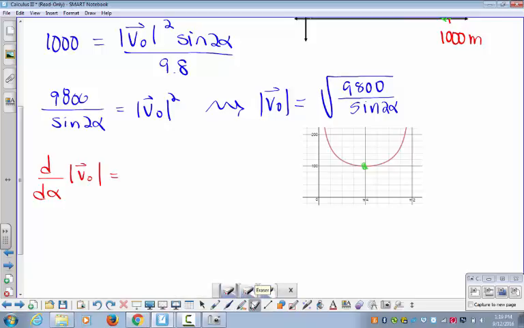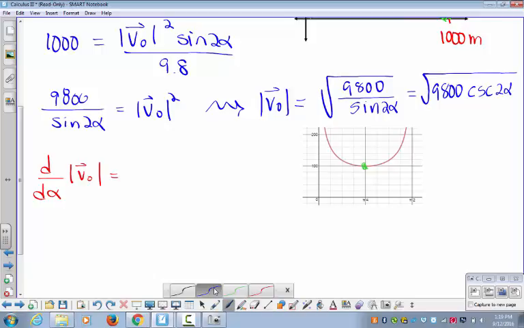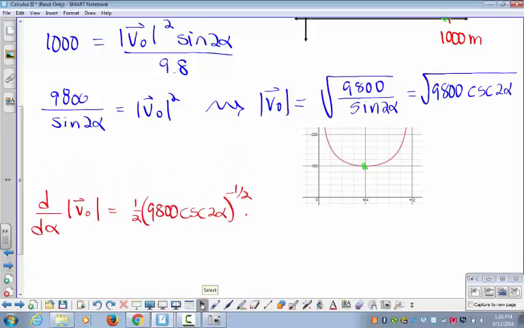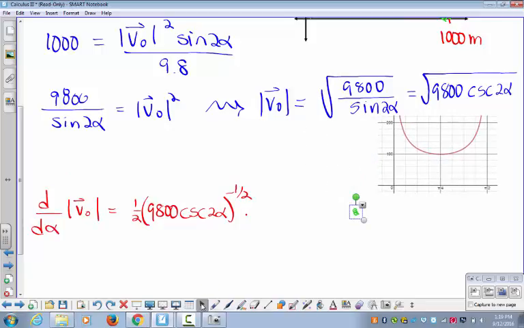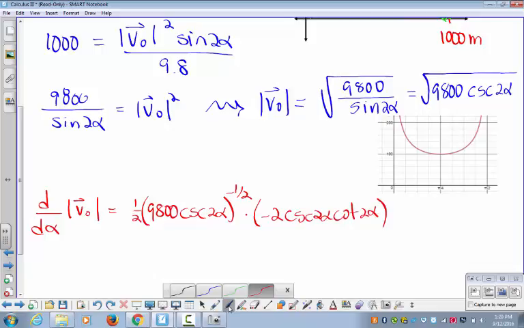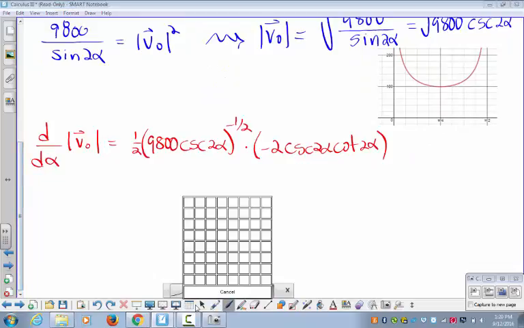And maybe it's going to be a little easier if, instead of dealing with quotients, we push this up and make it cosecant of 2 alpha. It's probably easier to differentiate that. So when we take our derivative, we will get 1/2, and then that quantity to the minus 1/2, multiplied by the derivative of the inside. The derivative of the inside, derivative of cosecant is minus cosecant cotangent, and then we have to use the chain rule, so minus 2 cosecant of 2 alpha cotangent of 2 alpha. Then we set that equal to 0.